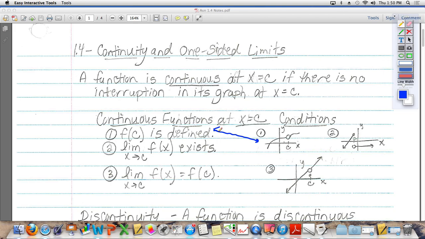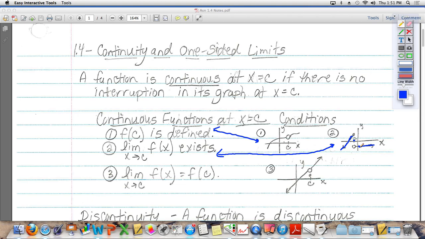Situation number 2. The limit of f of x has to exist as you approach that x value of c. That is another condition that has to be true in order for the graph to be considered continuous. This graph, graph number 2: does the limit of f of x exist there? Here's your x value of c. As I'm coming in from the left, and as I'm coming in from the right, are we approaching the same value? No. So does the limit exist? No. So I gave you an example of a situation where it does not exist. The graph is not continuous at c.